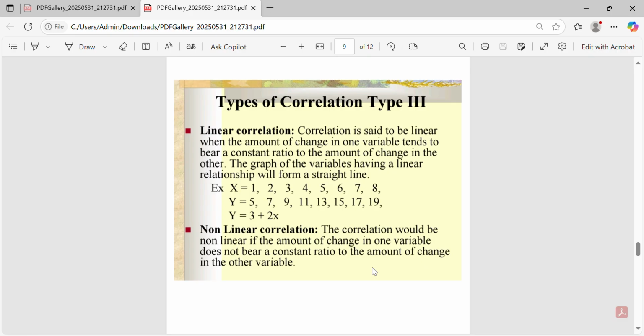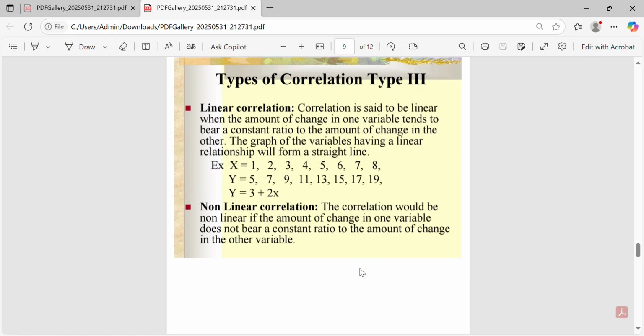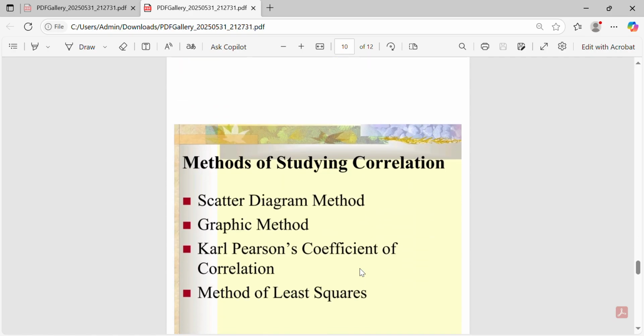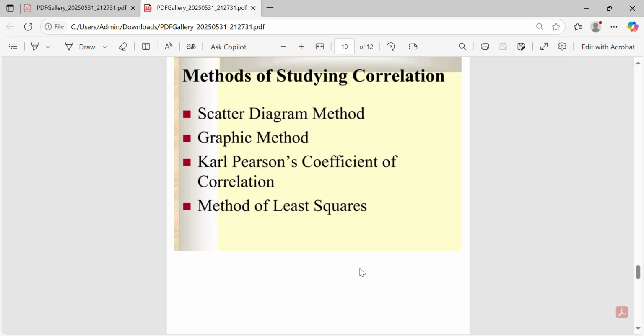The methods of studying correlation are the scatter diagram method, the graphic method, Karl Pearson's coefficient of correlation, and the method of least squares. These are some methods we use to find out the correlation between two variables, and which one we use depends on the correlation type given to us. So to find the correlation, we can use the various methods given here.